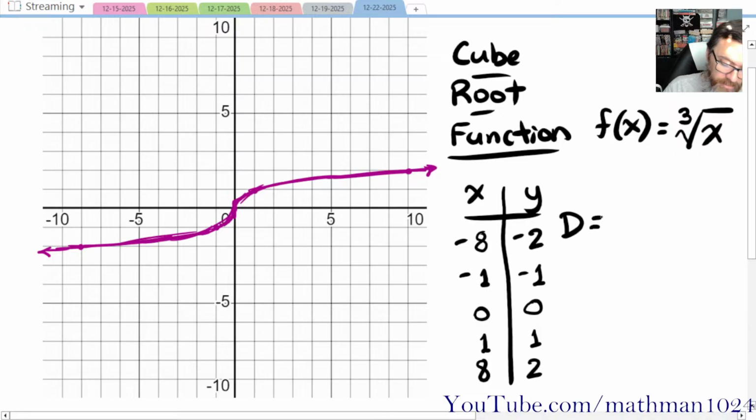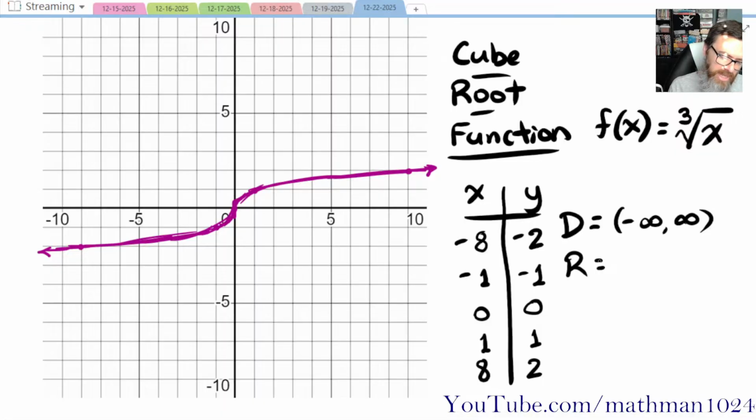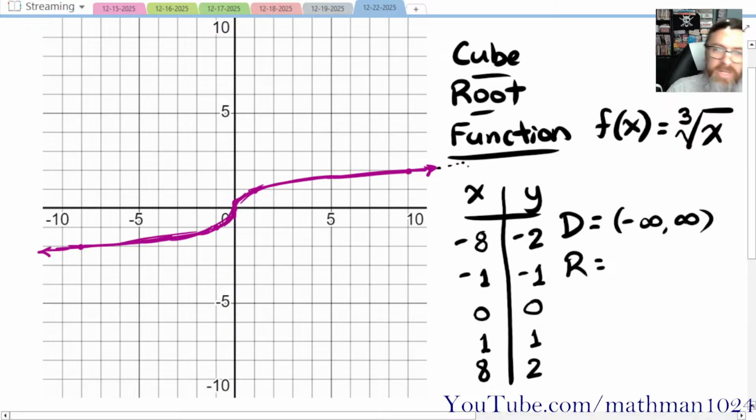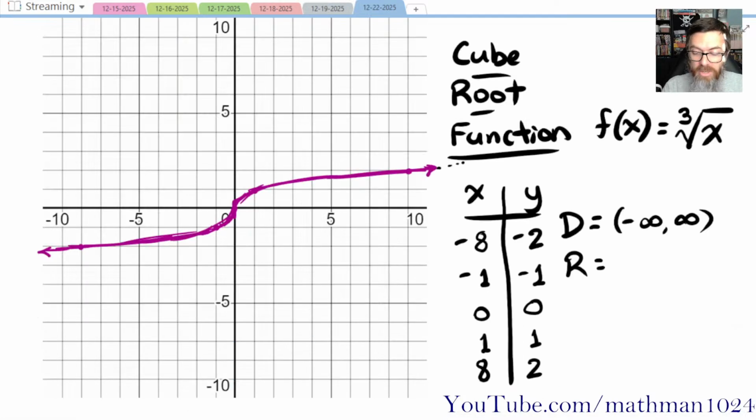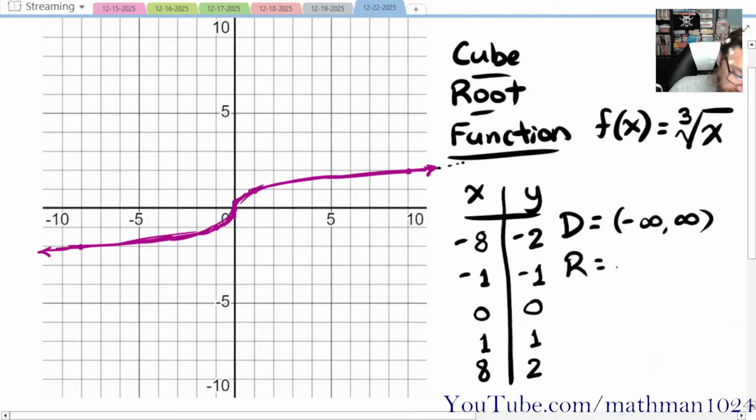Now your domain. Hopefully you can see the way this guy stretches from left to right. That domain is going to be all real numbers. The range might be a little bit more difficult for you to grab from this graph, but you'll notice that even though it looks like it's flattening out as I go to the right, this graph is still getting higher and higher. It's just increasing at a much slower rate than what we had here for the cubing function. But nevertheless, it's still increasing. So the range is going to be all real numbers.